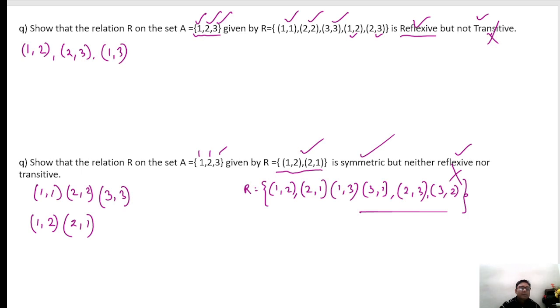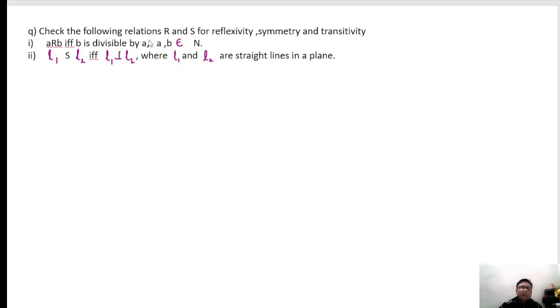Let's see the next one. Check the following relations R and S for reflexivity, symmetry and transitivity. तो तीनों चीज को R and S को चेक करना है, right? See, for the R part, the condition given is "is divisible by", को टेस्ट करना है, right? So let's first see about R. This is for the R part we are testing.